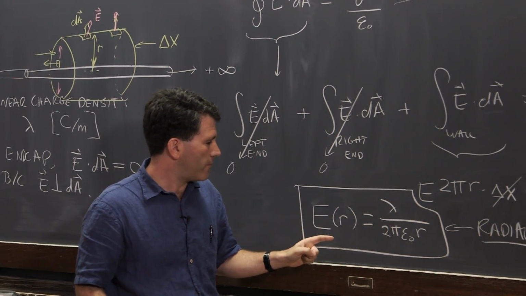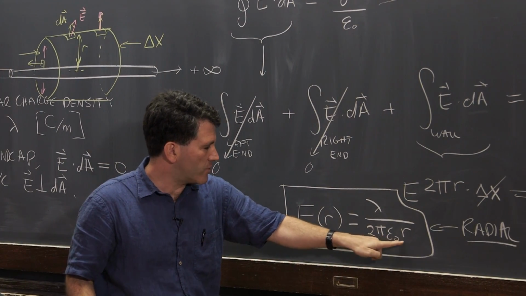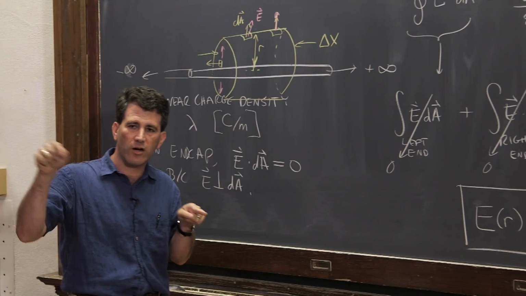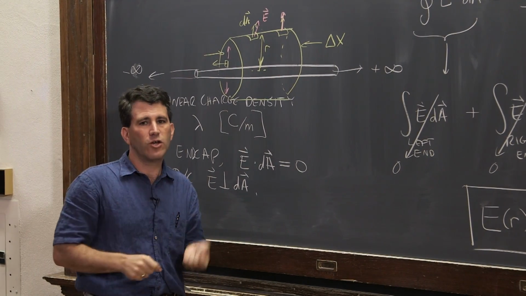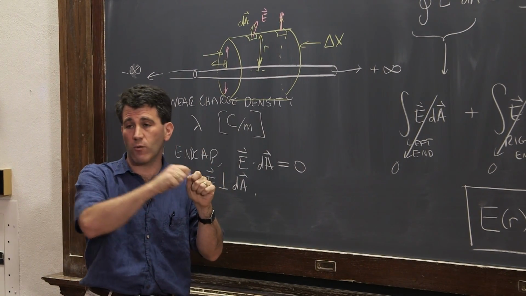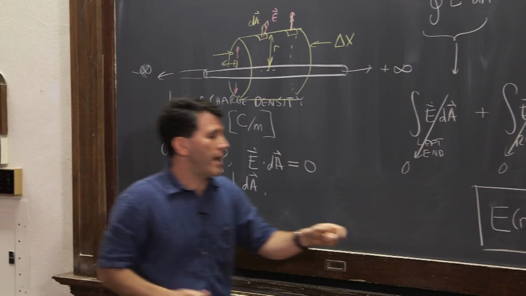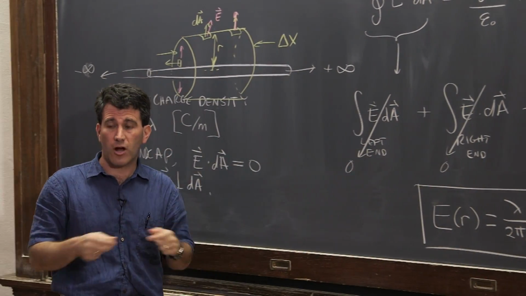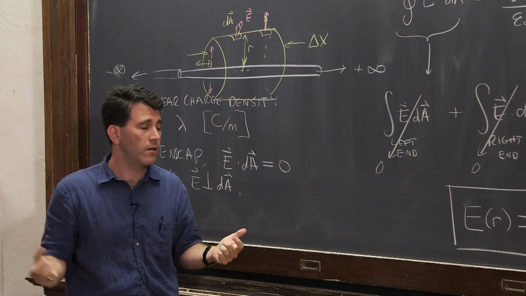Two more things I want to point out. One is that, as you can see, the electric field drops off as you move away from the line of charge. This makes perfect sense. You know from a point charge, the electric field drops off like 1 over r squared. Now from a line charge, the electric field drops off more slowly. It drops off like 1 over r.